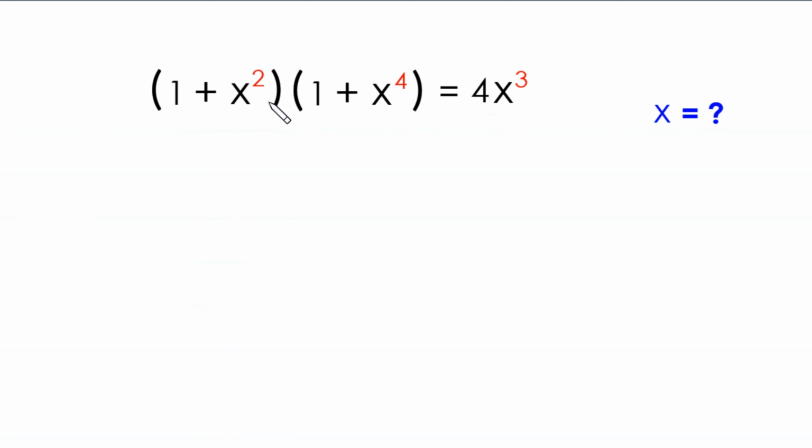(1 + x²)(1 + x⁴) = 4x³. Our job is to find all possible values of x.